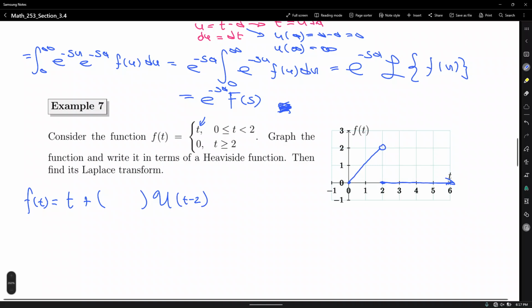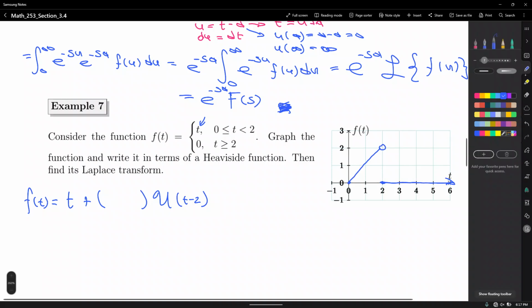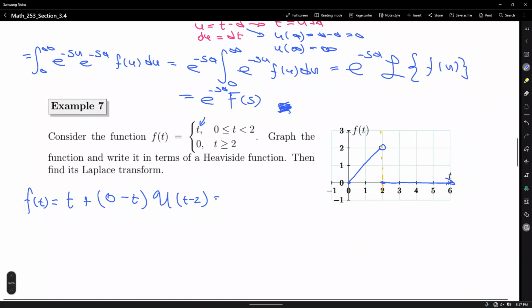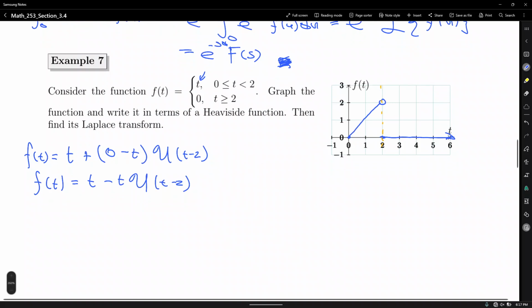Okay, what happens at 2? At 2, there's a newborn signal of 0, okay? So that's the 0, but we subtract whatever dies at 2, which is the diagonal line. All right, so 0 minus t, which will be equal to minus t u of t minus 2. All right? And we would believe we're done, right?